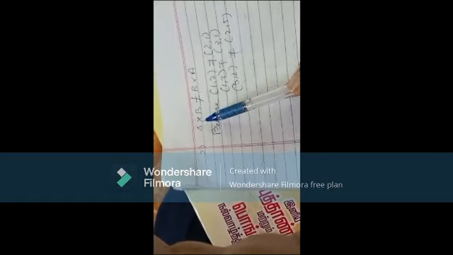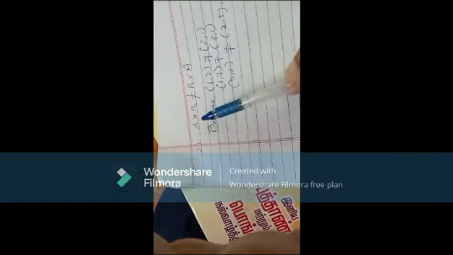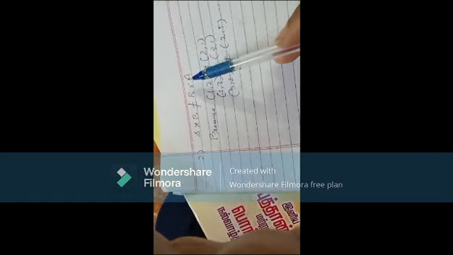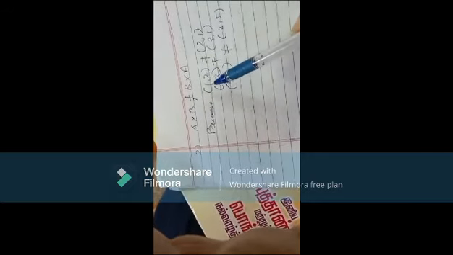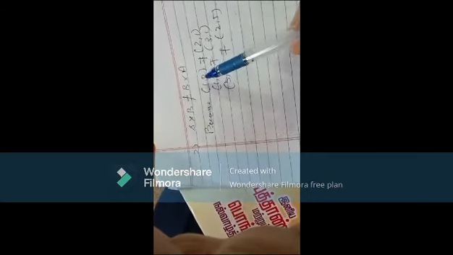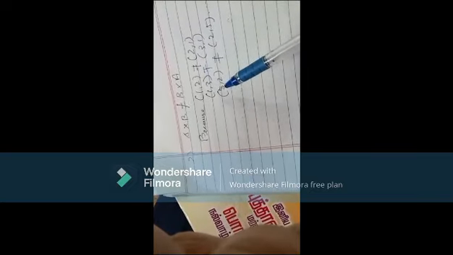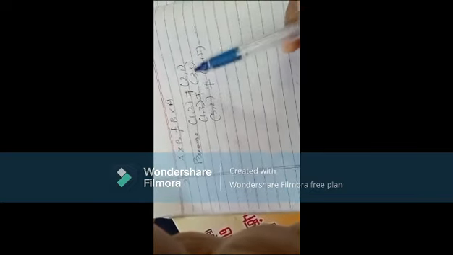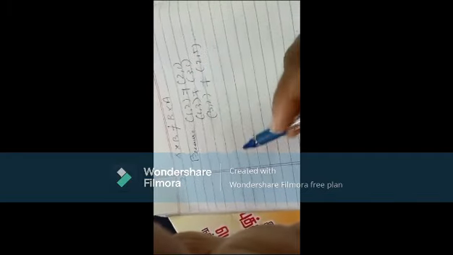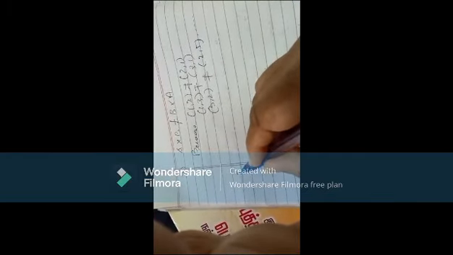So they asked whether A cross B is equal to B cross A or not. So A cross B is not equal to B cross A, and if not, why? They asked what is the reason. So the reason is because 1 comma 2 is not equal to 2 comma 1, 1 comma 3 is not equal to 3 comma 1, and 5 comma 2 is not equal to 2 comma 5. Okay, so now we will see the third one.